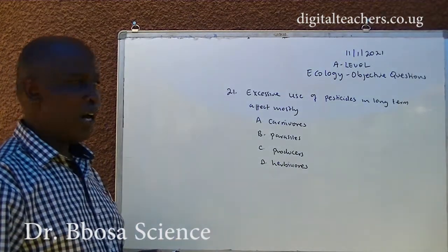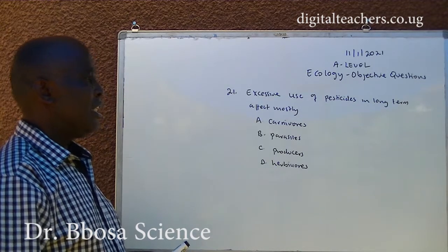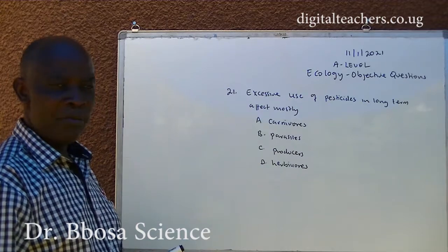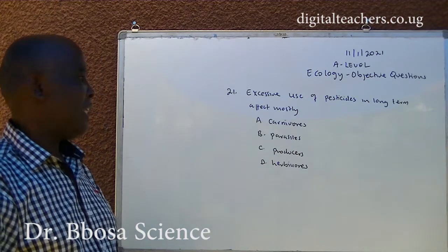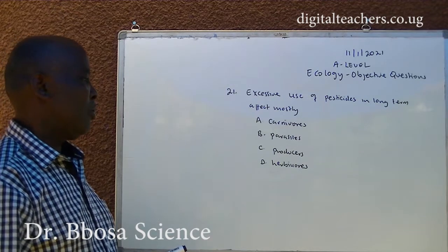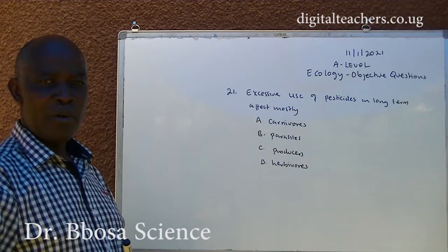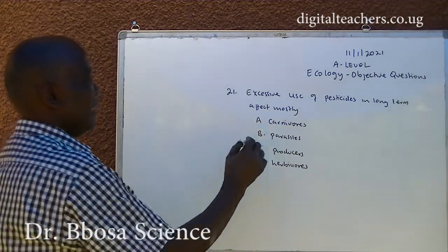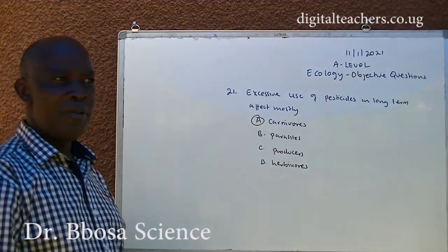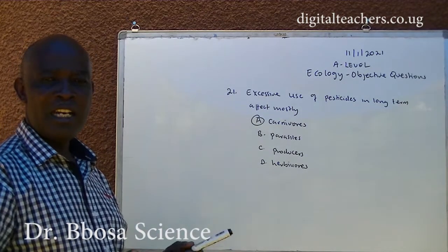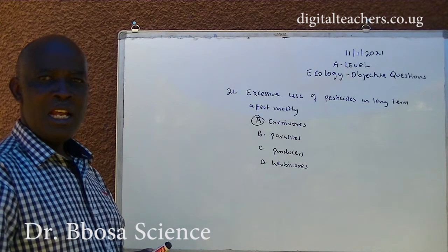Number 21. Excessive use of pesticide in long term affect mostly A. carnivores, B. parasites, C. producers, D. herbivores. You can pause and answer. The answer is A. Carnivores eat very many herbivores, accumulating high pesticide levels.